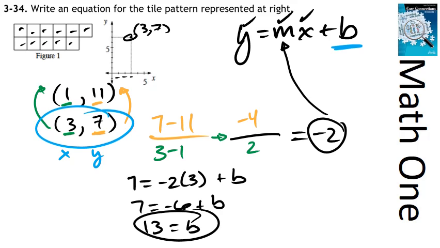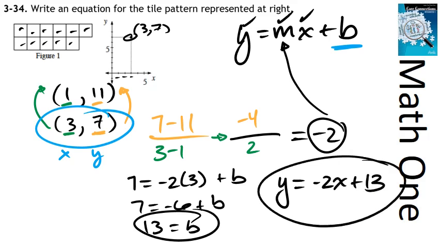I know my y-intercept. Well, now that I know both parameters for this line, its slope and its y-intercept, I can write the equation of that line, which is y equals negative 2 times x, and then plus the number 13. And that's it. And you know, you could plug in the x and y's we know.